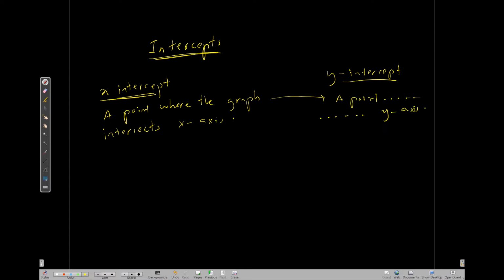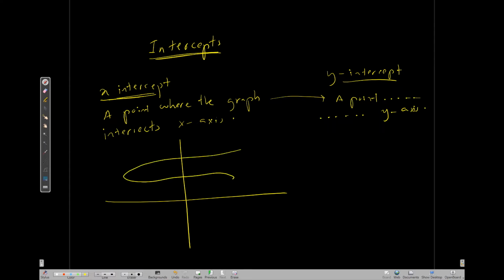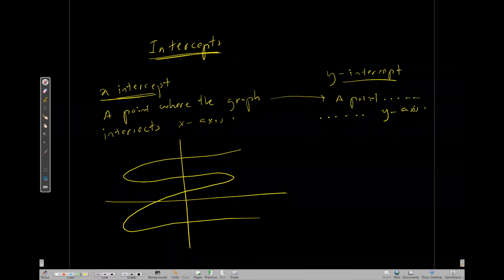Now let me show you a quick example. It doesn't have to be a function or anything, just any drawing. Let's say this. In this one, can you see x-intercepts and y-intercepts? How many x-intercepts are there? Can you pause the video and think? How many x-intercepts are there in this particular drawing? Only one, right? Right here. And how many y-intercepts? Right here, right here, right here, right here. 4. Simple as that.